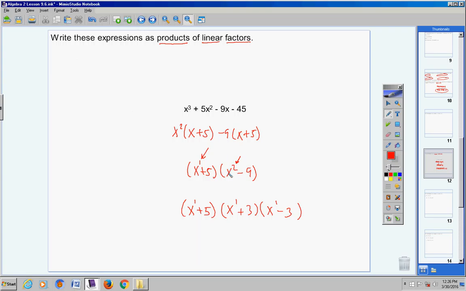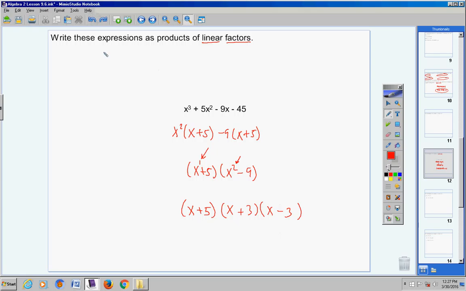Here's what I want to drill into your head. When you're asked to write an expression as linear factors, you're going to have to break it all the way down into sets of parentheses in which the exponent of each x is 1. It's not going to be easy to do. Do you understand? Okay? But it's something we're going to try to do. So there's my answer right here.